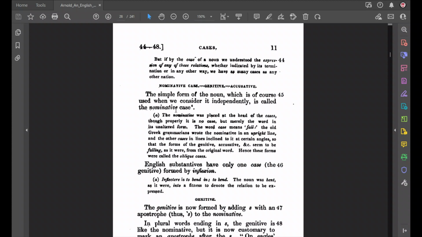All right? So paragraph 45, we begin to learn how to express these things in English. And we see at the top of this paragraph there's a little heading for this subject, and it says nominative case, genitive, accusative. All right, so let's read paragraph 45. The simple form of the noun, the simple, basic form of the noun, which is, of course, used when we consider the noun independently by itself, is called the nominative case.